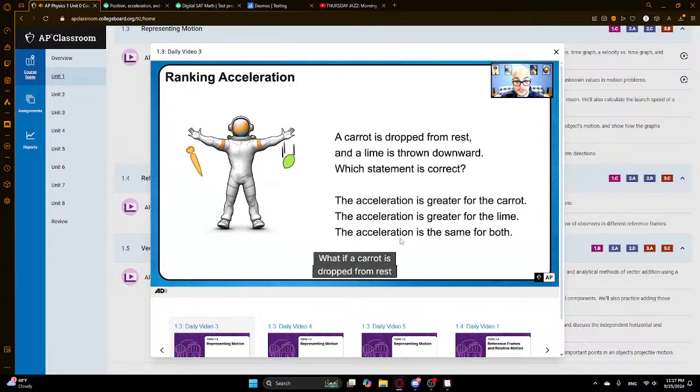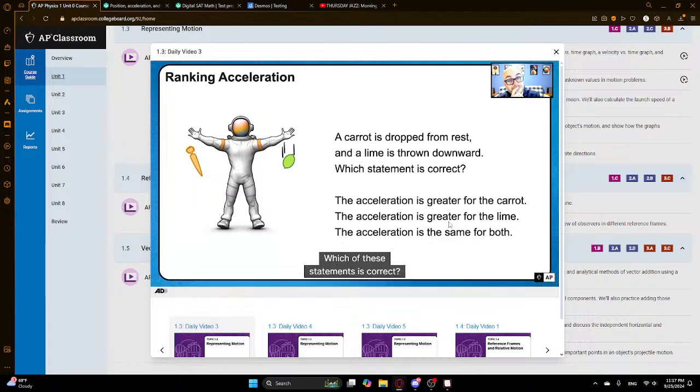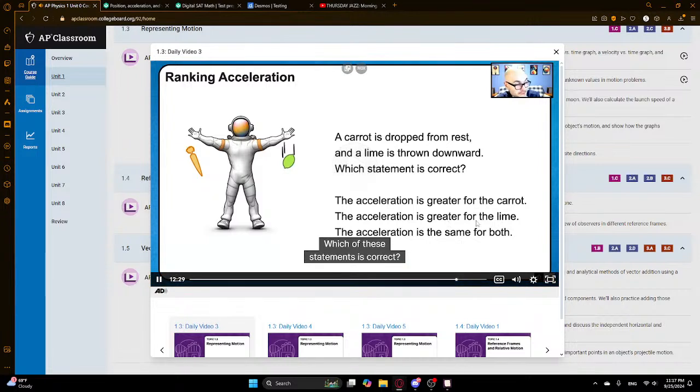What if a carrot is dropped from rest and a lime is thrown downward? Which of these statements is correct? A carrot is dropped from rest while a lime is thrown downward. Acceleration is greater for the lime, I think. Yeah, acceleration. I think the initial acceleration would be faster for the lime, but then it evens out. The carrot is just dropped, but the lime is thrown. The lime definitely has a faster initial velocity. But they have the same acceleration.